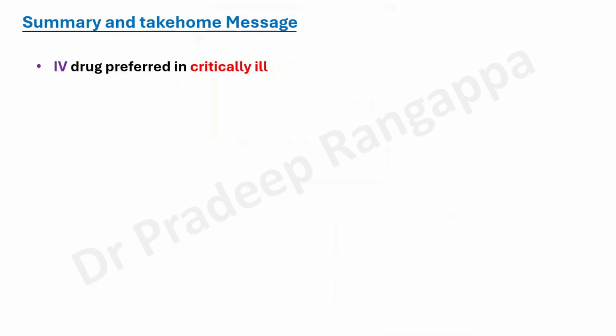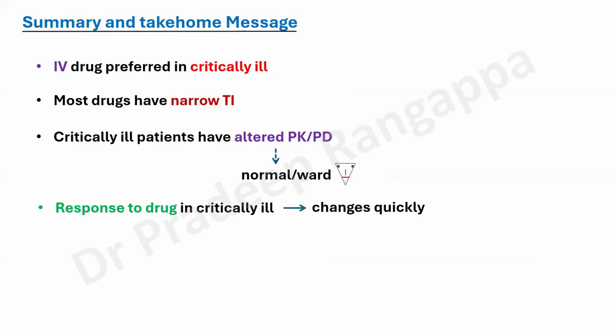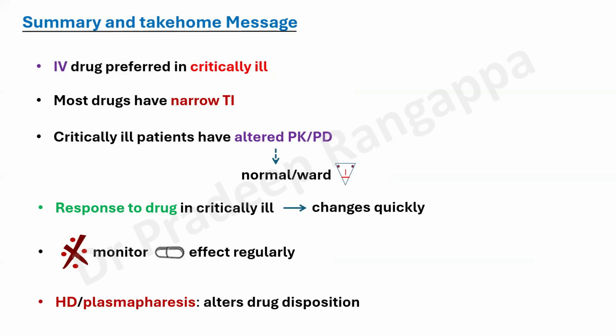The summary and take home is, we understood that in ICU, oral drugs are a big no. We have to use IV drugs because of a lot of gut changes and unpredictable PKPD changes that happen. Please understand, most drugs that we use have a narrow therapeutic index, and critically ill patients have altered PKPD and are very different from normal or ward patients. Response to drugs in critically ill patients changes based on their hemodynamic status and the organ dysfunction that is prevailing. It is important to monitor the effect of the drugs regularly in these intensive care patients.